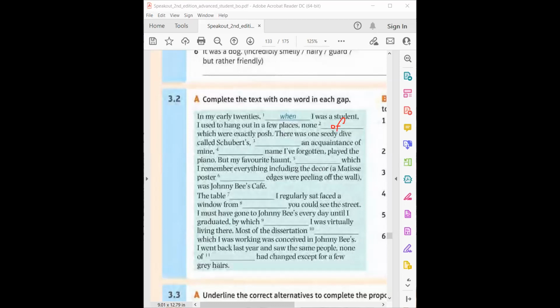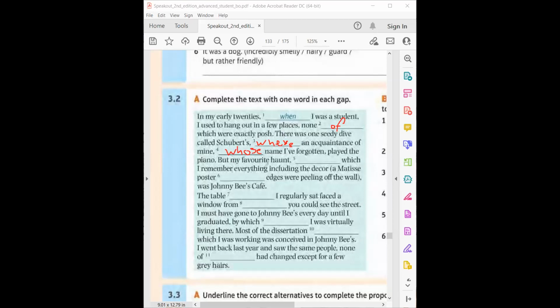There was one city dive called Scabbers, where an acquaintance of mine played the piano. Acquaintance means someone who I know. Okay, what do I need here? Whose name I've forgotten. Continue. Okay, whose name I've forgotten.